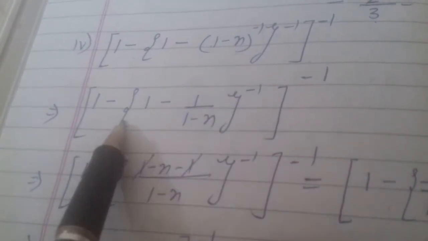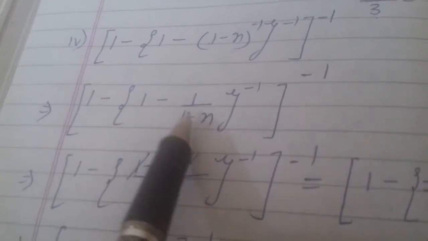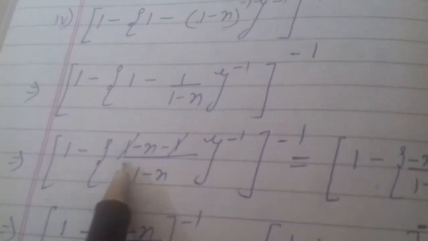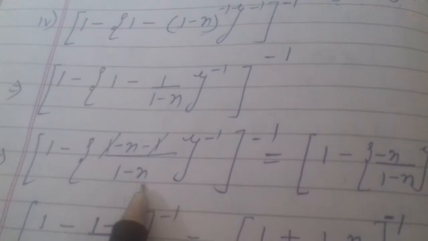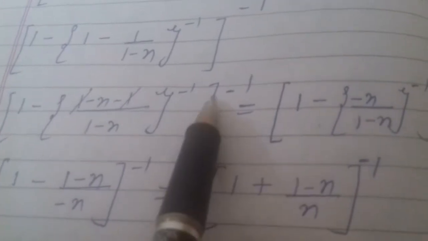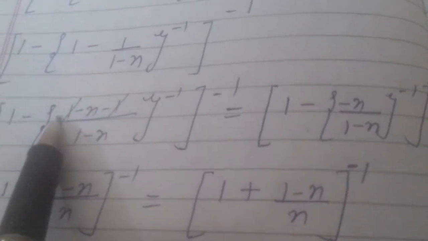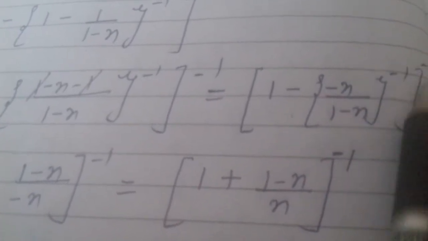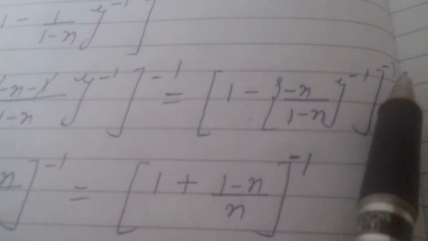Now we need to solve the curly bracket. So how can we solve these two terms? By taking LCM. If you take the LCM, 1 minus n is the LCM. When you multiply it with 1, 1 minus n, and here minus 1. Rest of the terms as it is. 1 and 1 will get cancelled. What are you left with? 1 minus, here what are you left with? Minus n over 1 minus n raised to the power minus 1, whole raised to power minus 1.